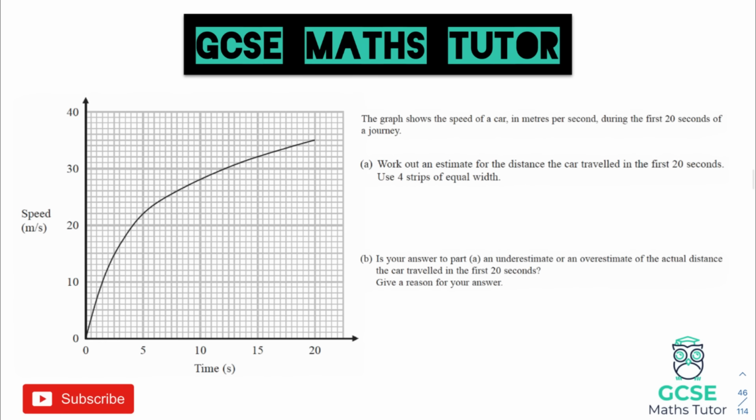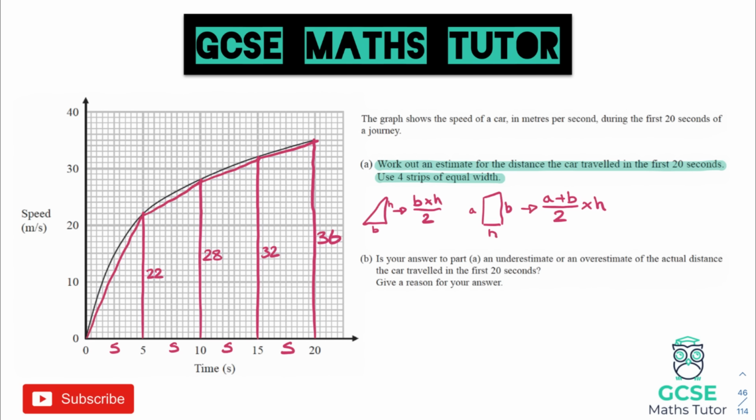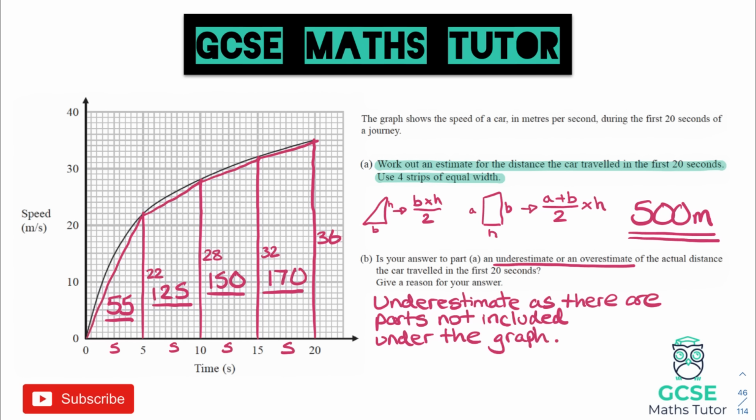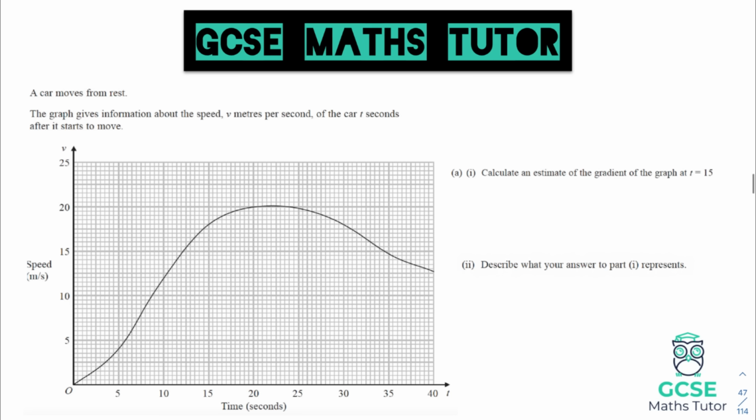If you have a velocity time graph or a speed time graph, you may be asked to look at the area underneath it, or you may be asked to look at the gradient. This asked us to look at the area by breaking it into 4 equal strips. You need to know the formulas for the area of a triangle and a trapezium, and then you can go about working out the area of each shape and adding them together for the total distance. Just remember to look at your shapes. This one, they are under the curve, so this would be an underestimate, but they could also be over the curve.